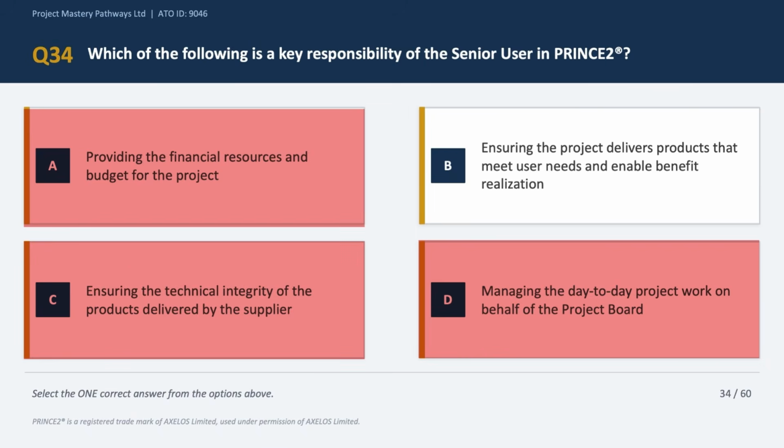Option B says ensuring the project delivers products that meets user needs and enable benefits realization. Now we are talking, right? And this is the correct answer choice. The senior user represents the people who will use those products, okay? And they are accountable for ensuring that the products delivered as part of the project are fit for purpose after the project is delivered. So the correct answer is option B.